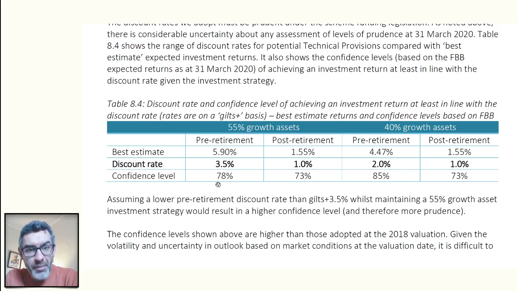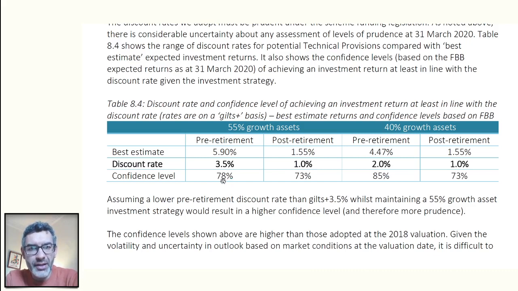In other words, according to their modelling, 78% of the time they will get a rate of gilts plus 3.5% or better from this portfolio, and the remaining 22% of the time they will do worse. Now, it's relatively standard to adjust for prudence in this way, to take a centile that's lower than what's called the 50th centile, the median, the middle guess, and make it more prudent. So we've gone from the 50th centile up to the 78th centile here.